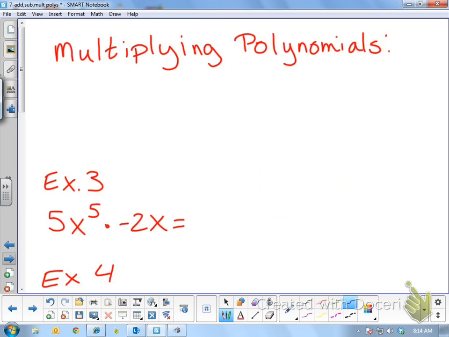So let's talk about multiplying polynomials. Once again, this is something you've probably worked with before. Just like combining like terms should have looked familiar, so should multiplying polynomials look familiar.